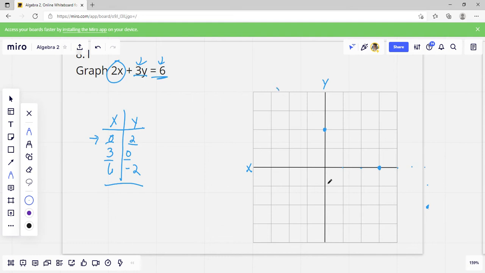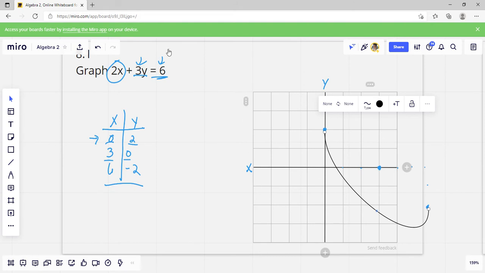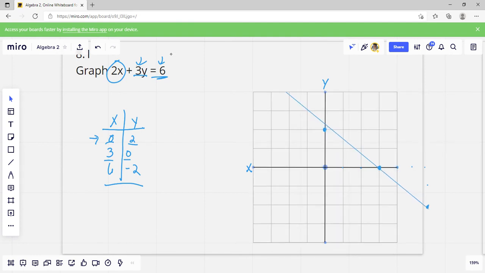And you'll notice that these make a straight line. My line wasn't very straight, but let's see. I think there's a thing I can use here to make a straight line. I'll just draw a line. Oh, that's a curvy line. We want it straight, and we want it to be blue. And there we go. And it makes a straight line. So that's how you graph.